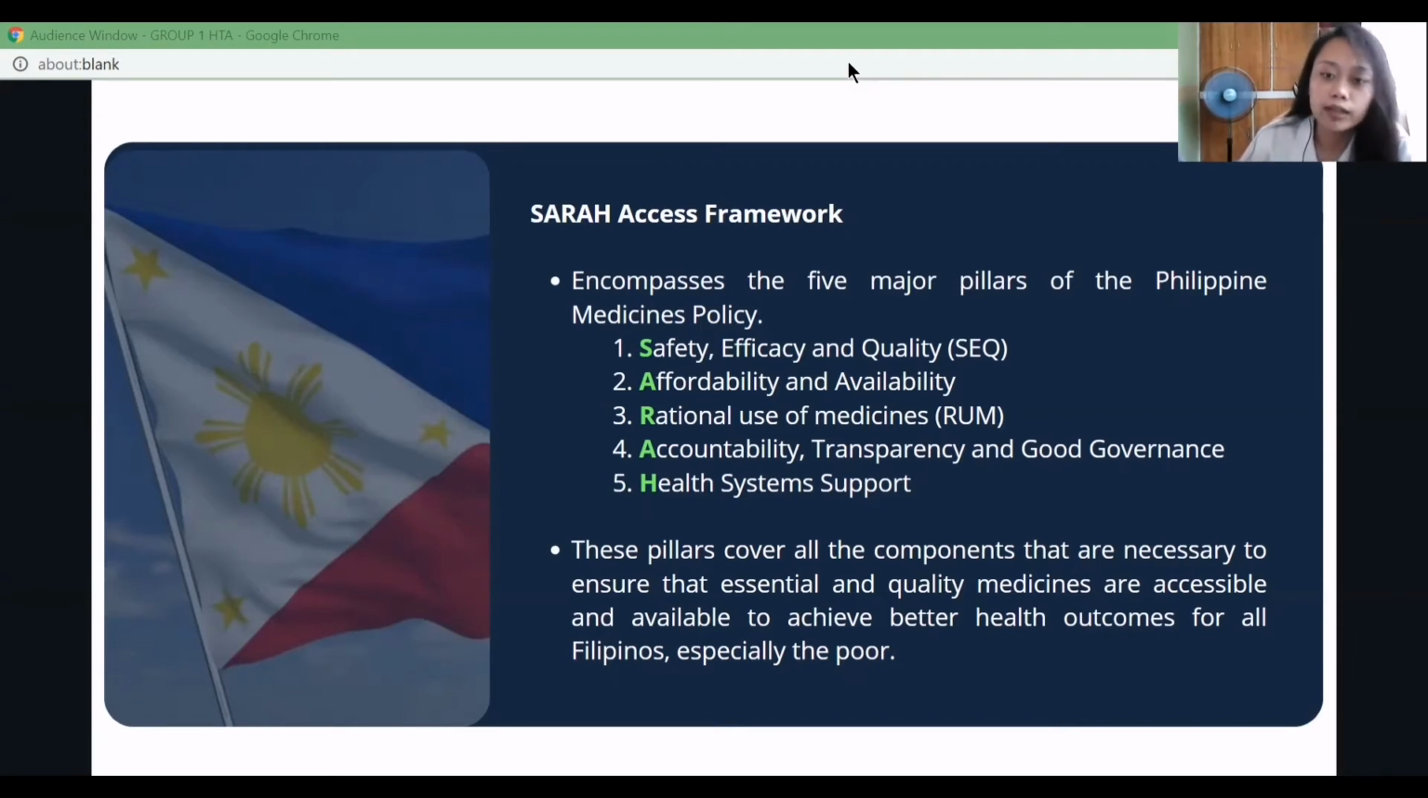And for the fourth and fifth pillar, we have the accountability, transparency, and good governance. And for the fifth pillar, we have the health system support, which cuts across all the other components of the PMP, with the government exercising its prime responsibility as key enabler.